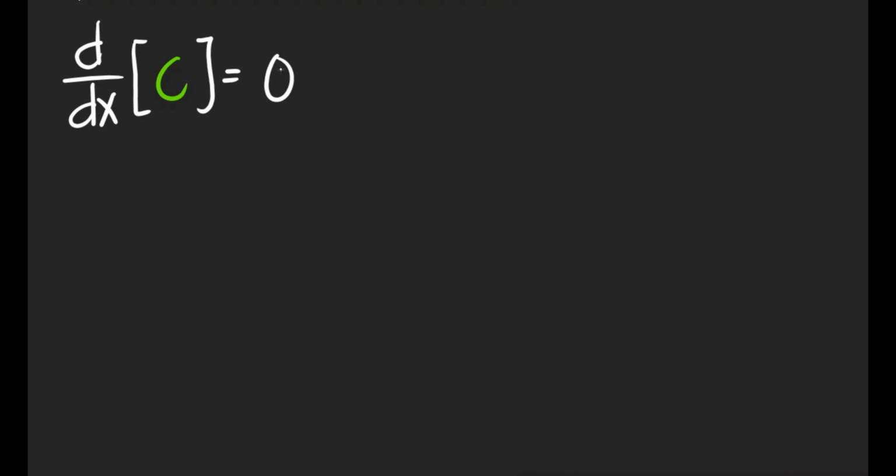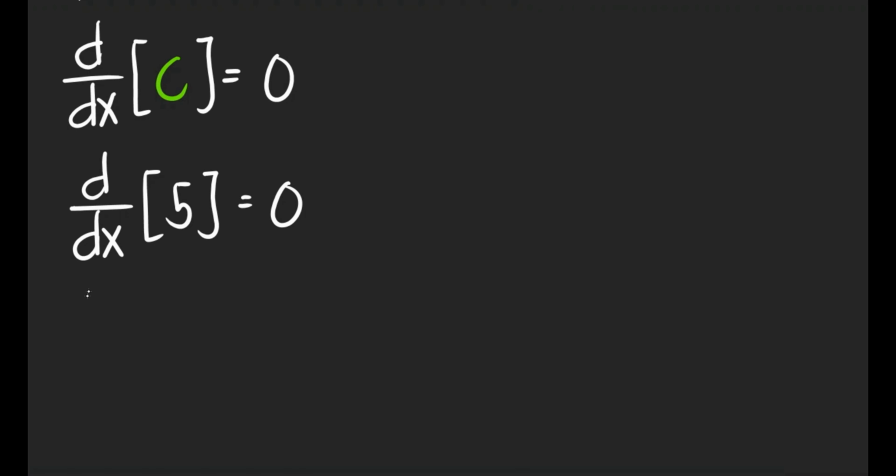Let's start with the most basic rule, which is the constant rule. The derivative d/dx of c, where c represents any constant value, is equal to 0. Let's take 5 for example. The derivative with respect to x of 5 is 0.